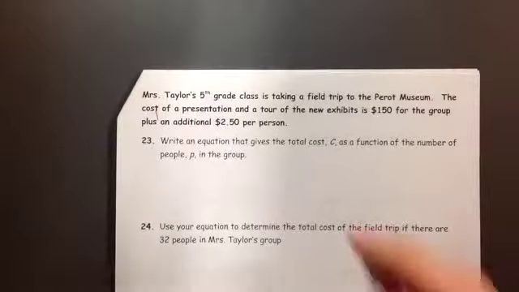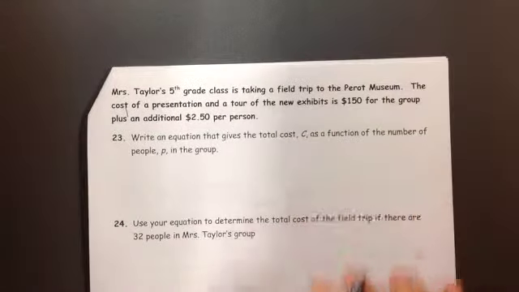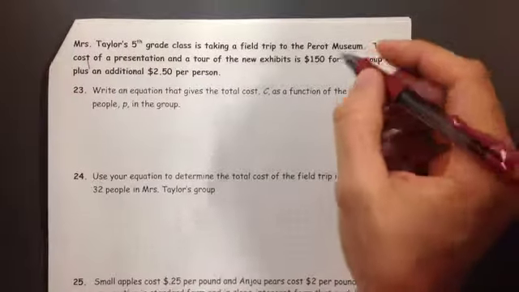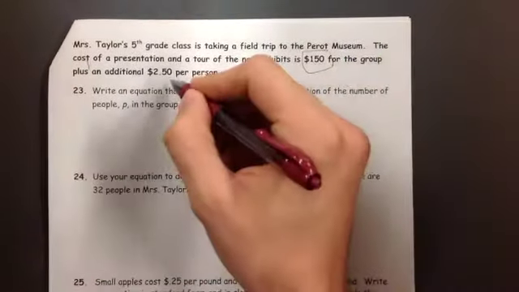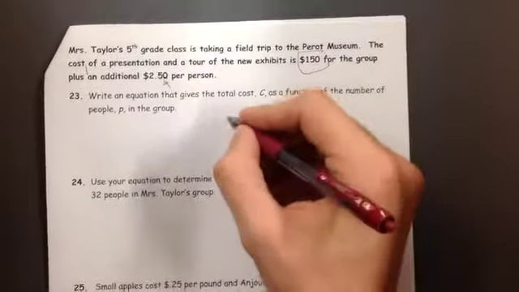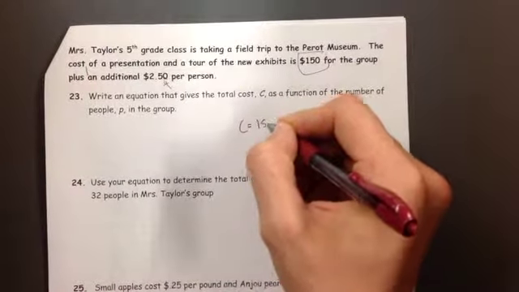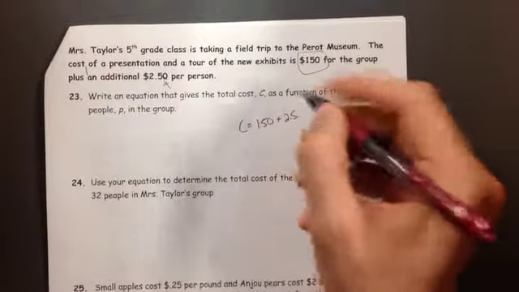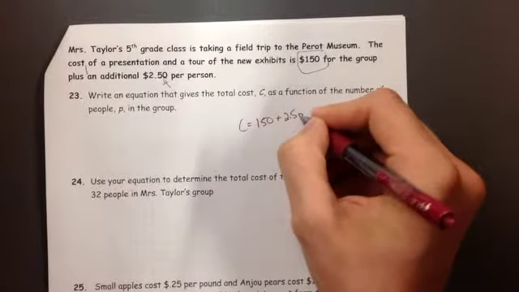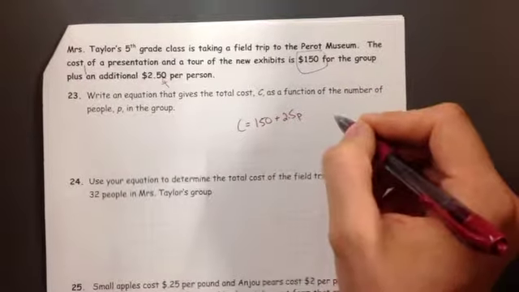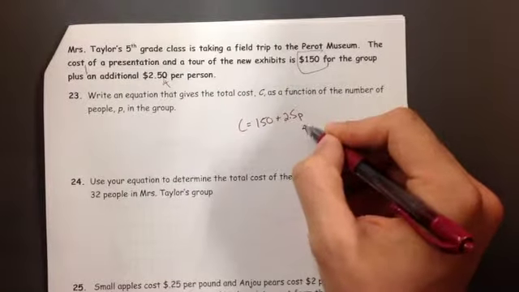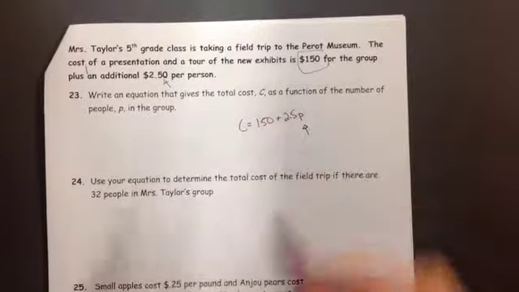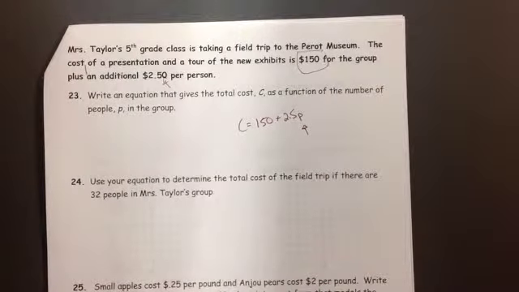Last page. We want to get an equation for total cost. We've got this situation where we're going on a field trip to the Perot Museum. It's $150 for your group to show up, and they're going to ask for another $2.50 a person. So our cost, we have $150 for the guide. We also are going to be charged a per person fee of that much. Our equation is going to look like this. Notice my variable is attached to the fee that's going to change. It's $2.50 a person, so we have to have that variable attached to the $2.50.